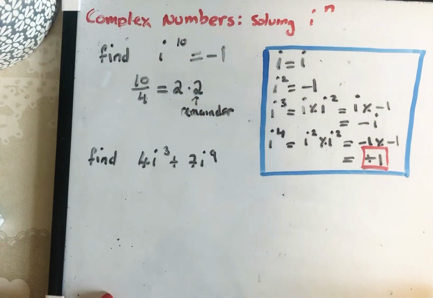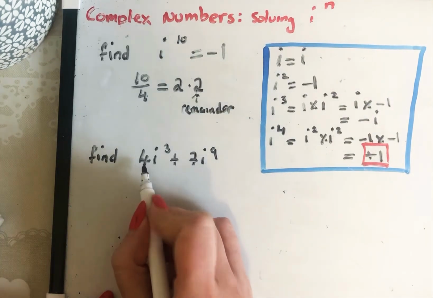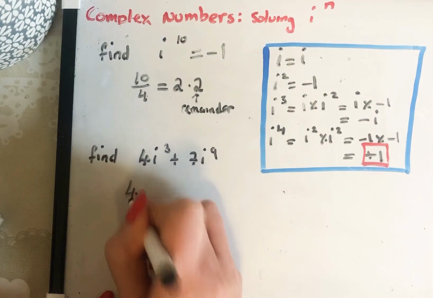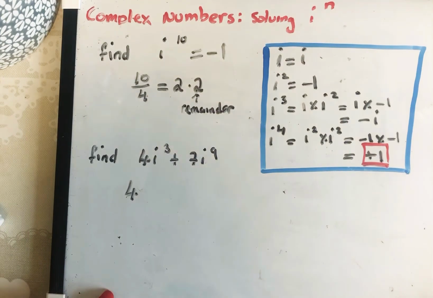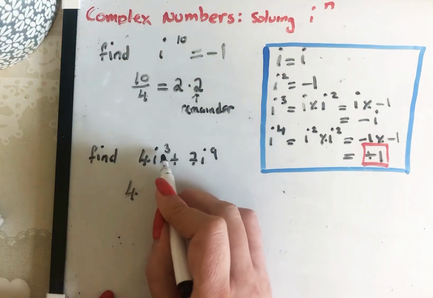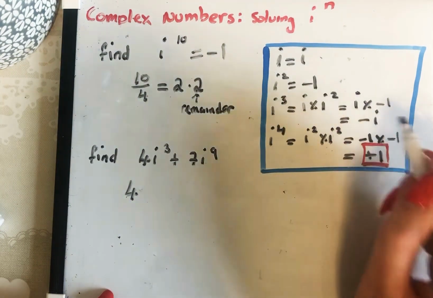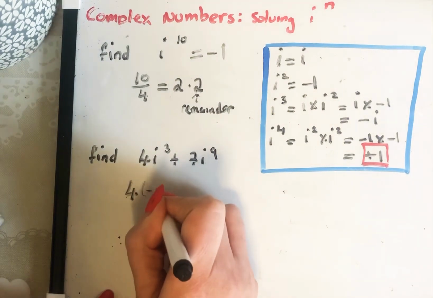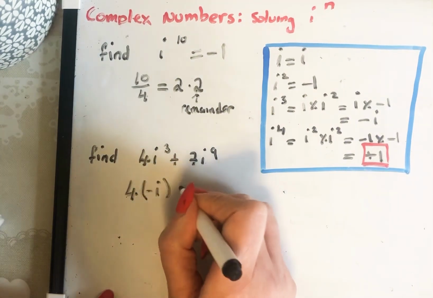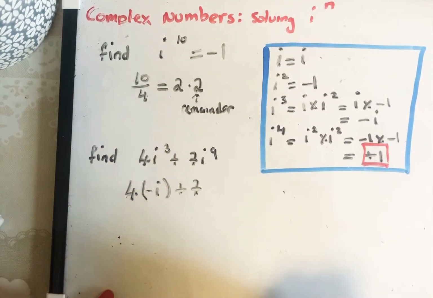Now let's focus on the next one. So, well, there's my 4. Sometimes there'll be a coefficient in front of the i, so we'll leave that alone. So there's my 4. And i cubed, well, we know from our list that i cubed is -i. So let's put in there -i. And there's another coefficient, which is 7.